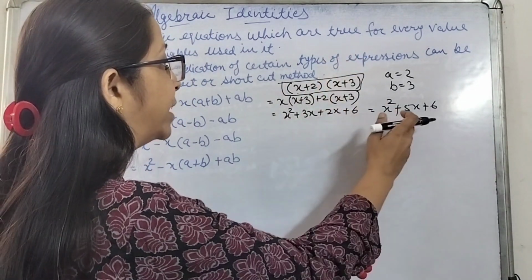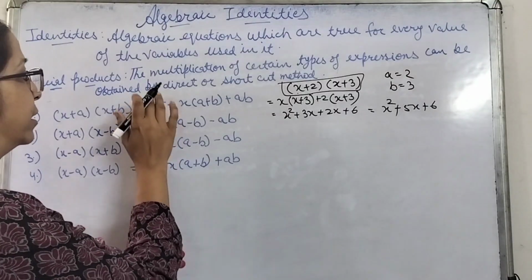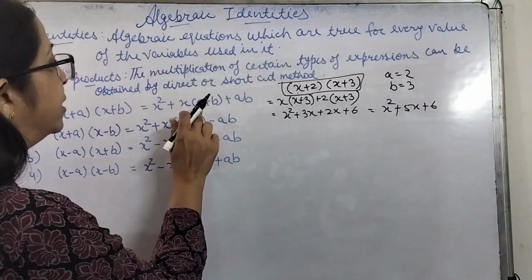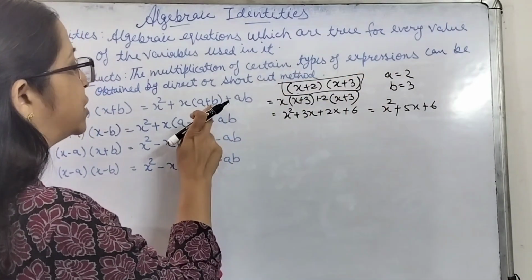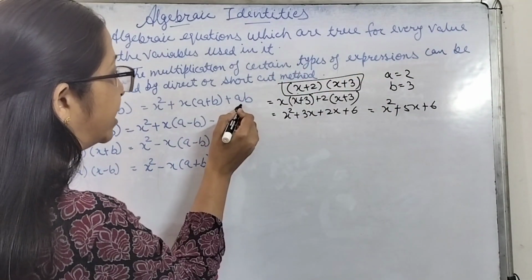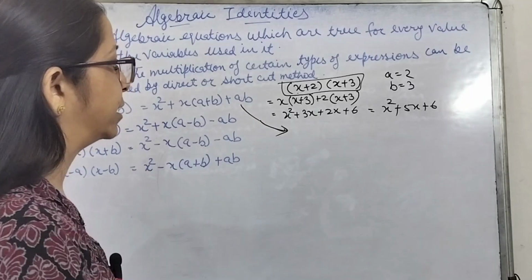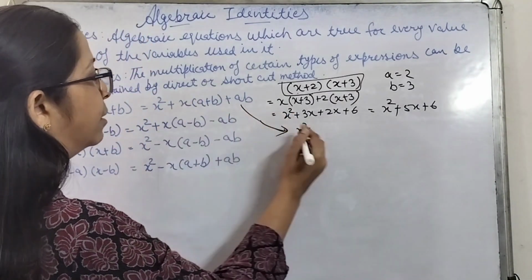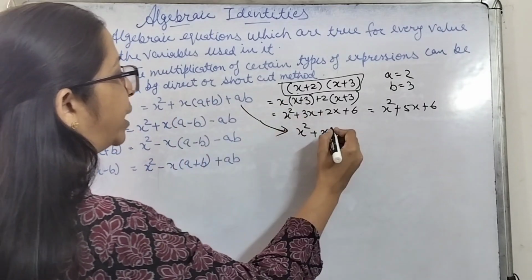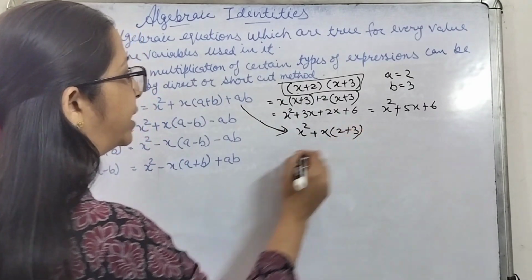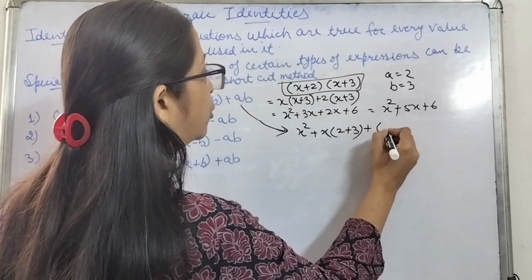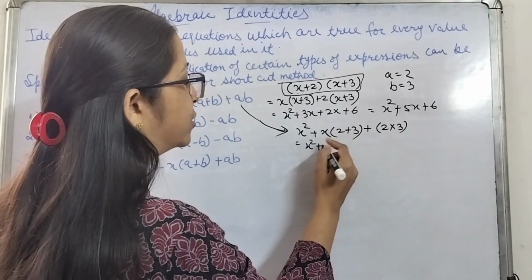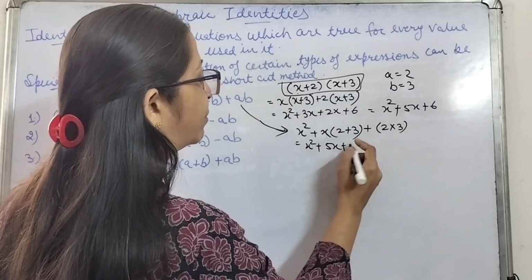If instead of multiplying it, we directly put values in the formula of this identity, then what will the answer be? Let's check it out. Over here, instead of a, we will put 2, and instead of b, we will put 3. If we directly use this identity, then what will the product be? It is x square plus x, instead of a we write 2, instead of b we write 3, plus 2 multiplied by 3. So it is x square plus 2 plus 3, which is 5x, plus 2 multiplied by 3, which is 6.